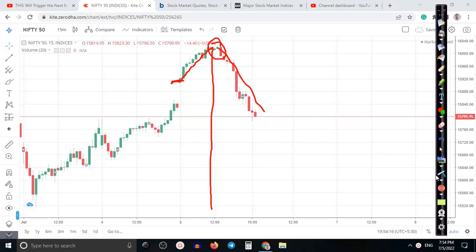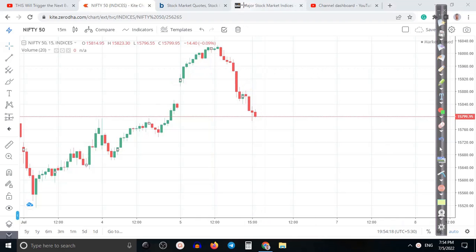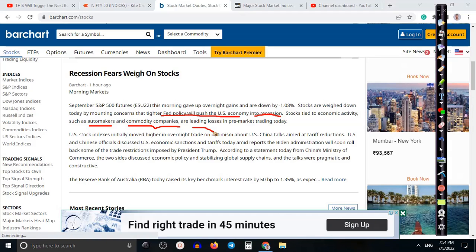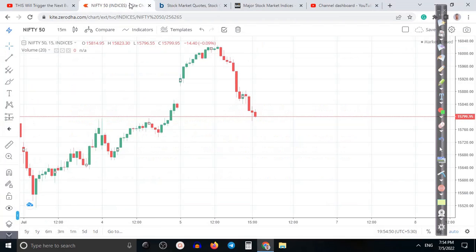So why did it happen? Let me show you some very interesting news. I'm using this one, it's called a bar chart. Here you can see: federal policy will push the US economy into recession. That's the first criteria. The second criteria: automaker and commodity companies are leading losses in the pre-market session in the US. After that, in the Indian market and Asian market, or we can say all over the world, price started falling from this area.